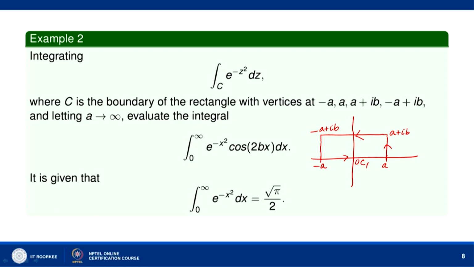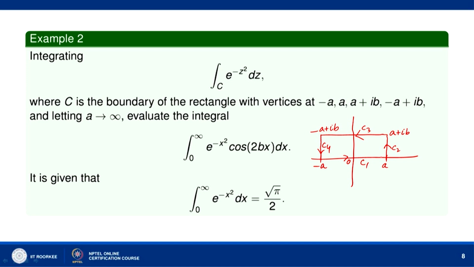Let us take this segment minus a to a as C1, this segment a to a plus ib as C2, from a plus ib to minus a plus ib is C3, and minus a plus ib to minus a as C4. So, our contour C consists of 4 parts. The 4 parts are C1, C2, C3, C4.